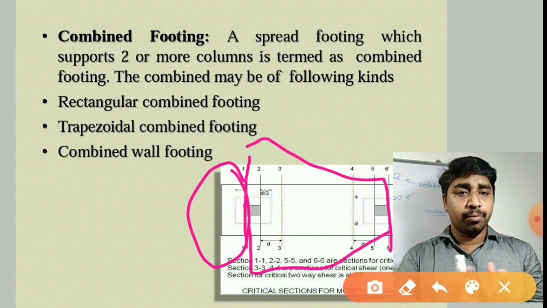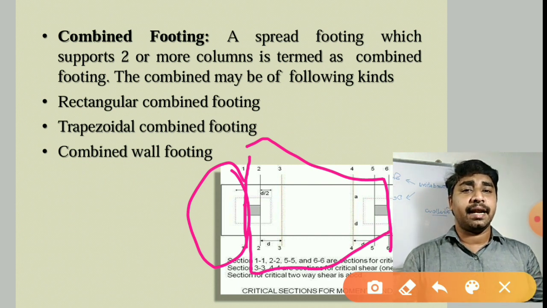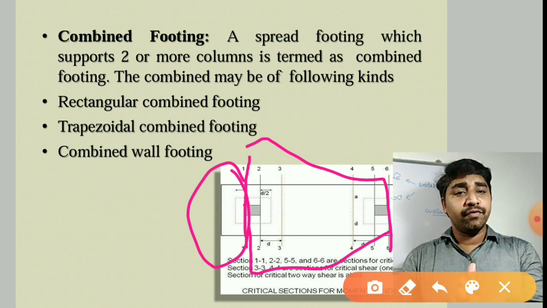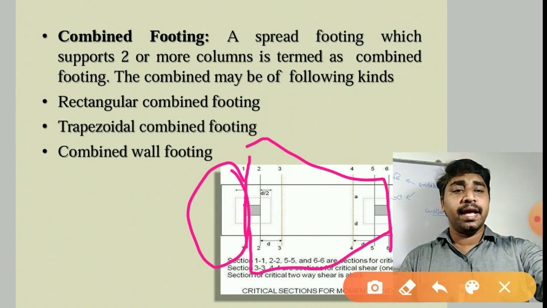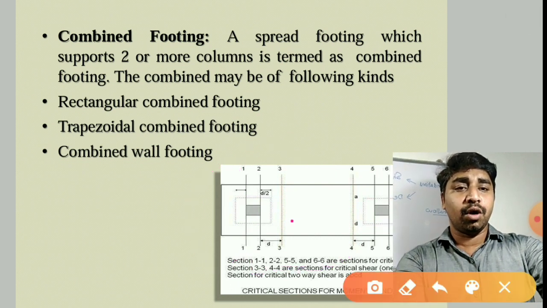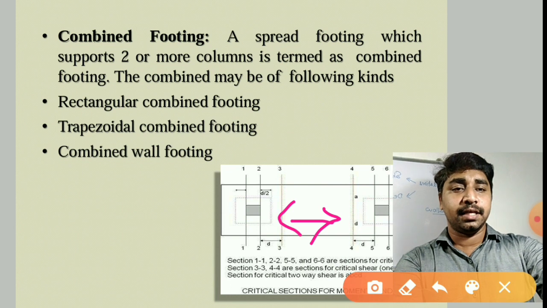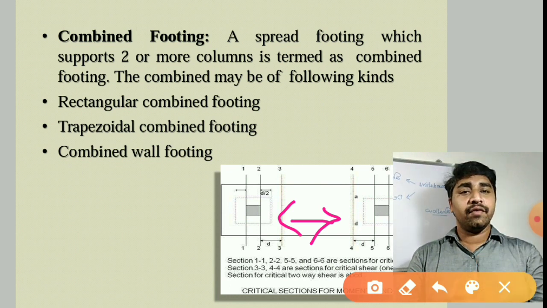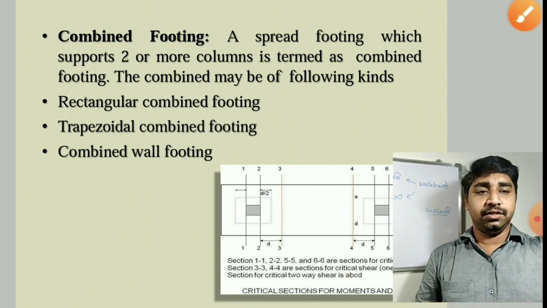If no problem like that, then we will go for a simple rectangular combined footing. And combined footings are mainly adopted if the spacing between the two columns is very small. If this spacing is very small, then only we adopt combined footings. One has to remember this point.